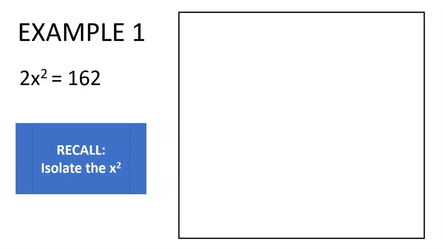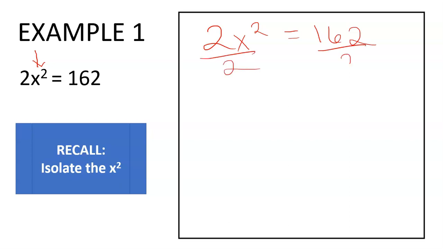Let's try some examples. All right, first example we got here is 2x squared is equal to 162. We have to isolate the x squared part. I need to get just the x squared by itself. So you can already see that we have a 2 that needs to move. Using algebra skills, this is going to be division. Divide by 2 on both sides. Makes that gone, and I have x squared is equal to 81.